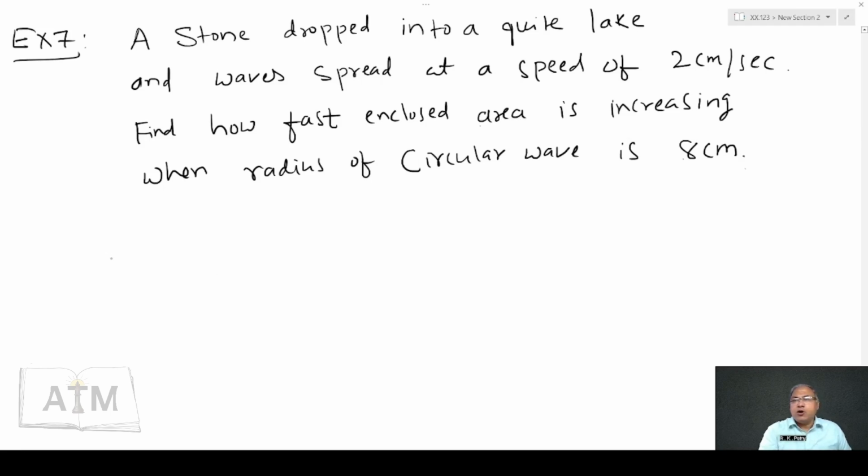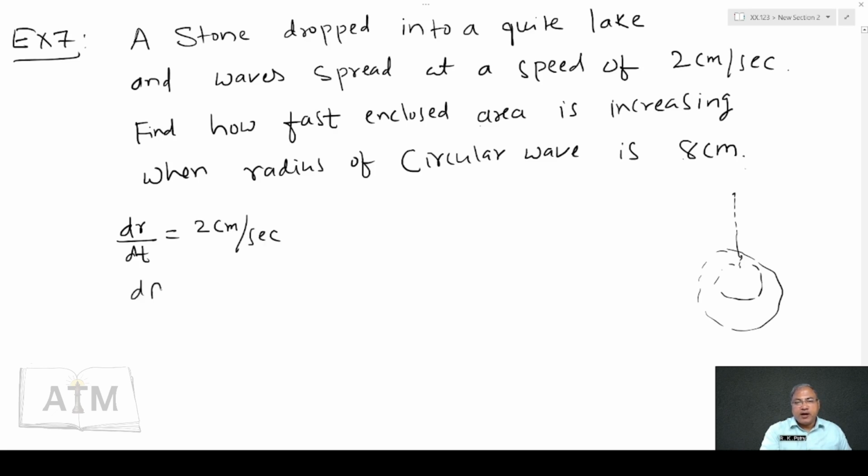Example 7. A stone is dropped into a quiet lake and waves spread at a speed of 2 cm per second. Find how fast the enclosed area is increasing when the radius of the circular wave is 8 cm. Here what you have done, you dropped a stone in water. What happened? The waves are produced. The waves are spreading in the form of a circle, and the radius is spreading at the rate of 2 cm per second. That is dr by dt is given, that is 2 centimeters per second.